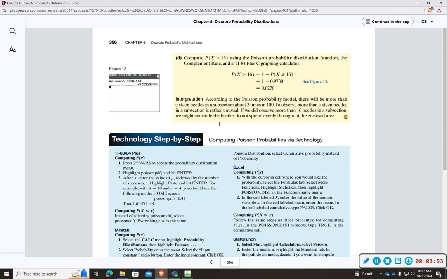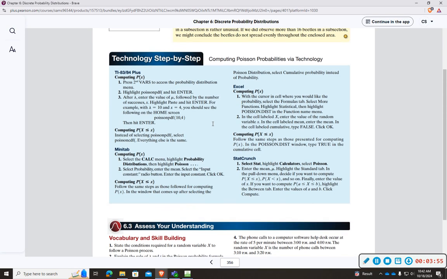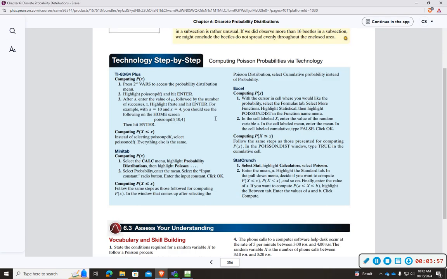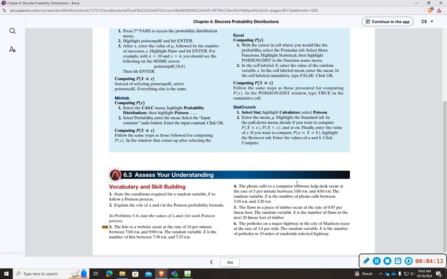We're going to be doing this with technology. Our most important focus is going to be understanding what distribution we're dealing with, and then being able to interpret the findings. So we're going to be using the StatCrunch definition, and we're going to go ahead and jump into my math lab.